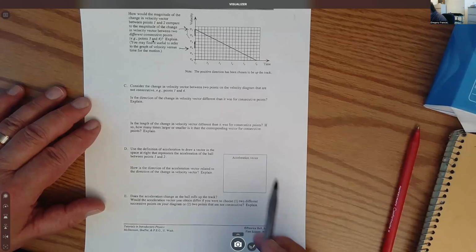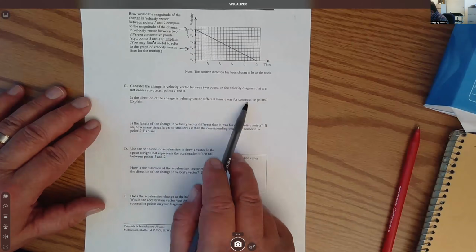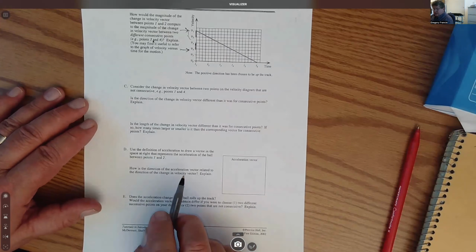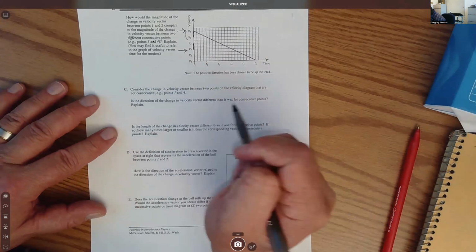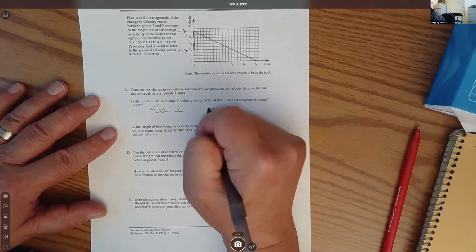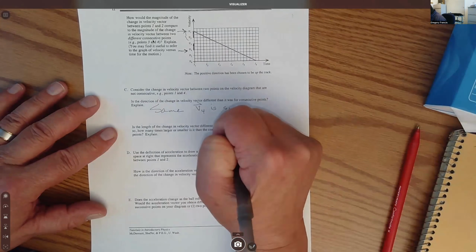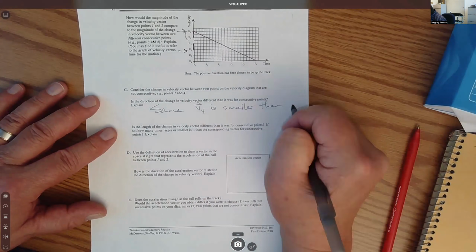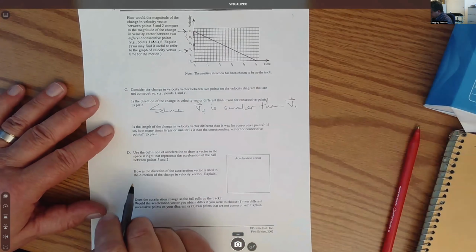Well, now the direction of the change in velocity vector is still going to be down the ramp. It's going to be the same. And that's because v4 is smaller than v1, so I'm going to have to add a change in the opposite direction.